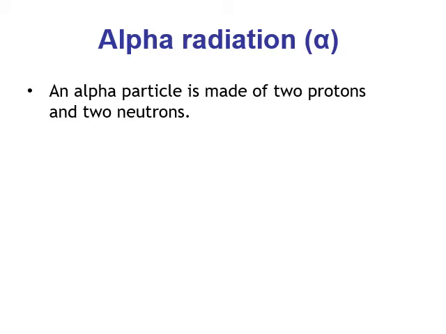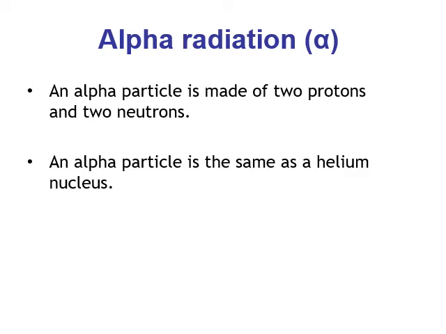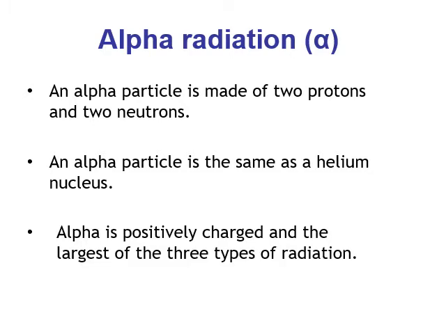So let's talk more about alpha radiation. What is it? It's a helium nucleus, two protons, two neutrons. It's positively charged because protons have a positive charge. So it has a charge of plus two because it's got two protons. The neutrons have no charge. It has a mass of four because the protons and the neutrons have a mass of one each. So it's positively charged and it's the largest of the three types of ionizing radiation.